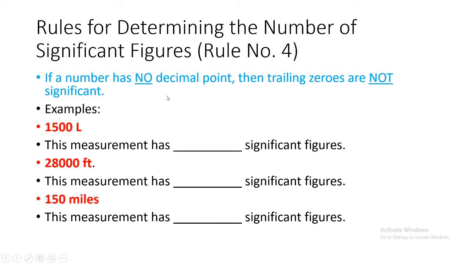If the number has no decimal point, which these numbers do not, then the trailing zeros are not significant and do not count. So here, these trailing zeros do not count. We only have 2 significant figures. These 3 zeros here do not count, so we only have 2 significant figures. Here we only have 2 significant figures as well. Okay?